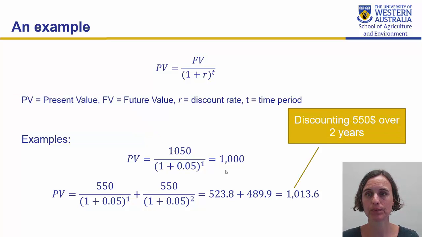My other example is having $550 next year plus $550 the year after would be equal to having $1,013 this year, now. So it's discounted for year 1, discounted for year 2 at a 5% discount rate.